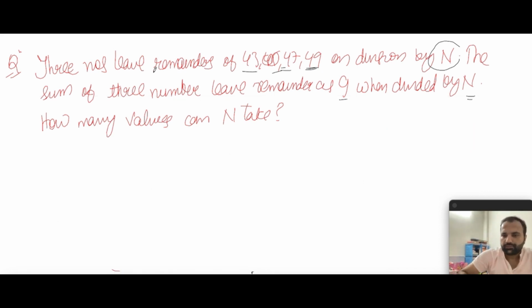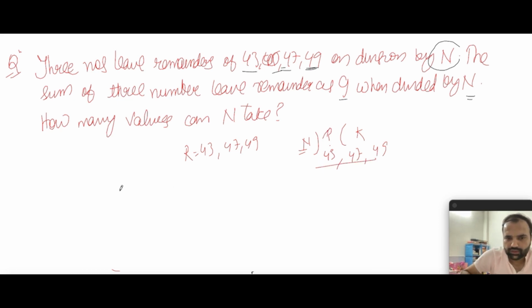I'm just repeating this for you. There are three numbers which leave remainders 43, 47 and 49 on division by n. There are some numbers which are being divided by n, and we're getting 43, 47 and 49. The divisor is the same. The quotient is changing, it doesn't matter.